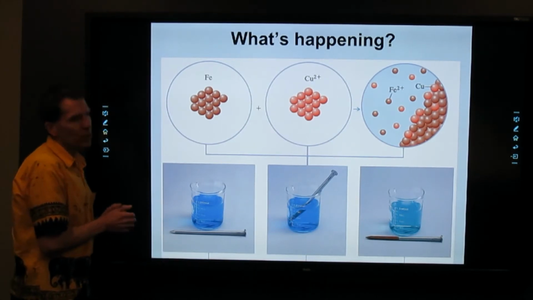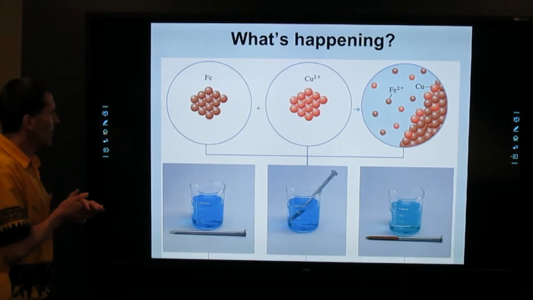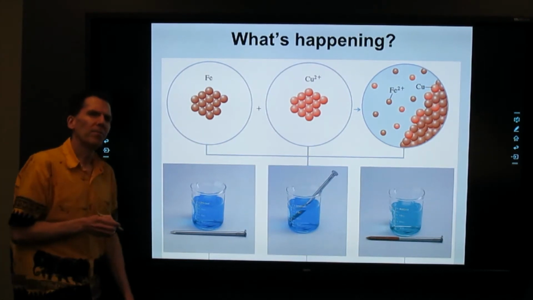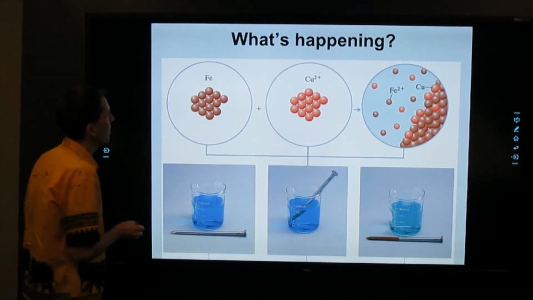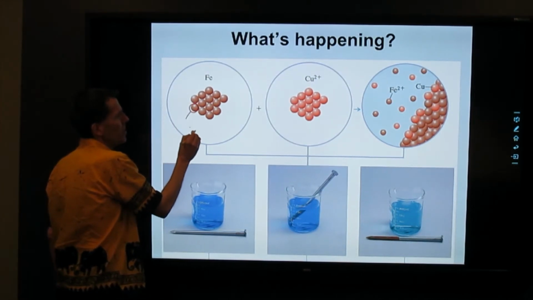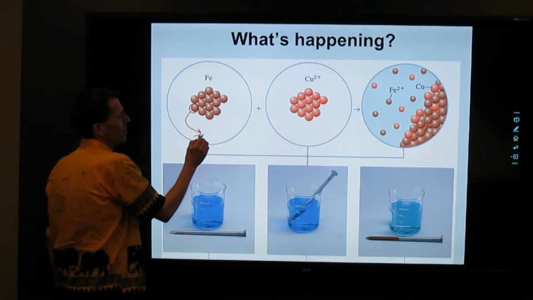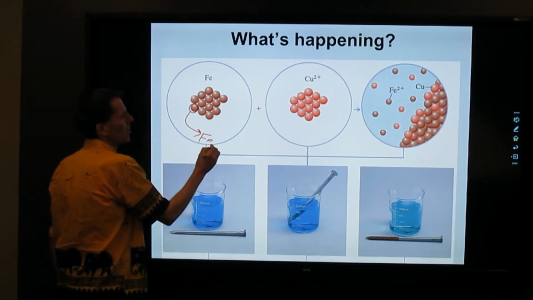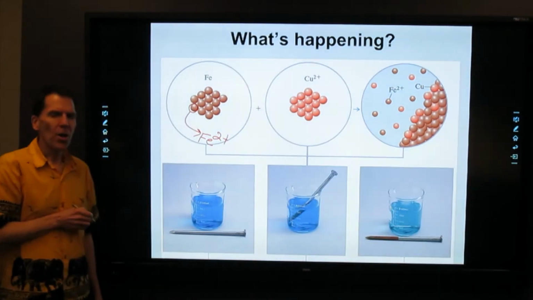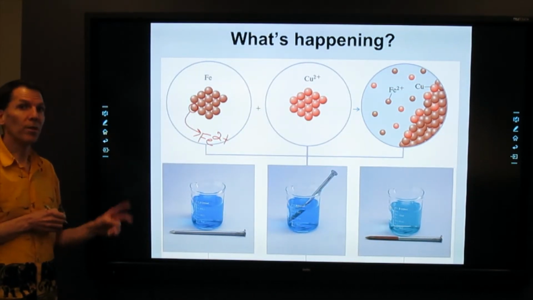Here's an up-close picture of what's going on in this, and this will give you an introduction to batteries. In this reaction, there's an iron atom here, and it's being oxidized to iron 2 plus. In order for that to happen, 2 electrons need to be lost.